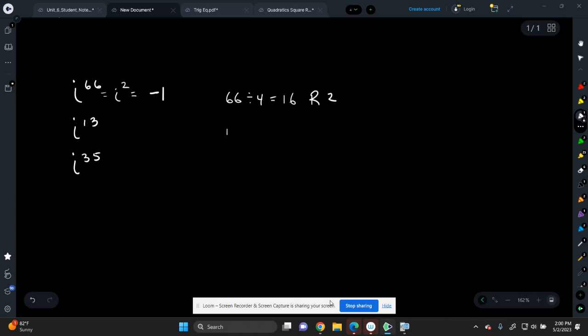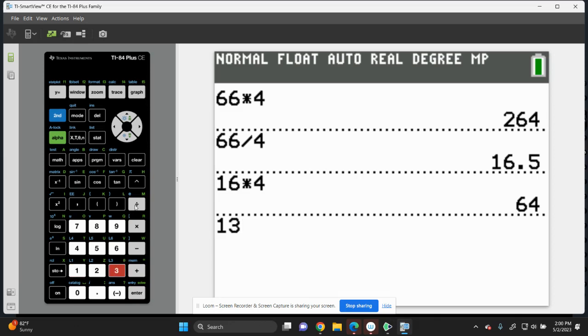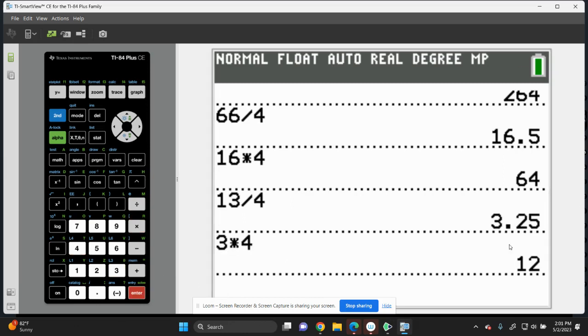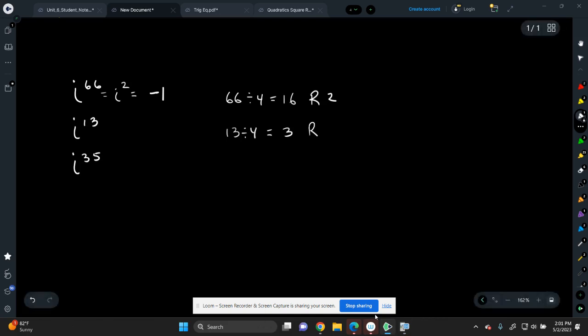So 13 divided by 4 is 3. Right? 3 times 4 is 12. I'll do it on the calculator. 13 divided by 4 gives me 3.25. So now I have to figure out 3 times 4 was 12. So that means the 0.25 represents a remainder of 1. If it's 0.50, it's 2. 0.75, it's 3. So remainder of 1. So this is going to be equivalent to i to the first, or just plain old i. Okay?